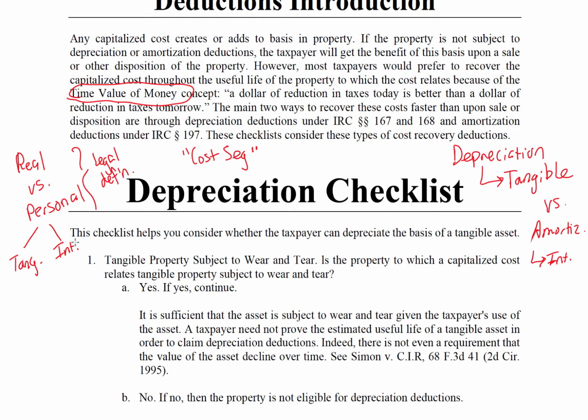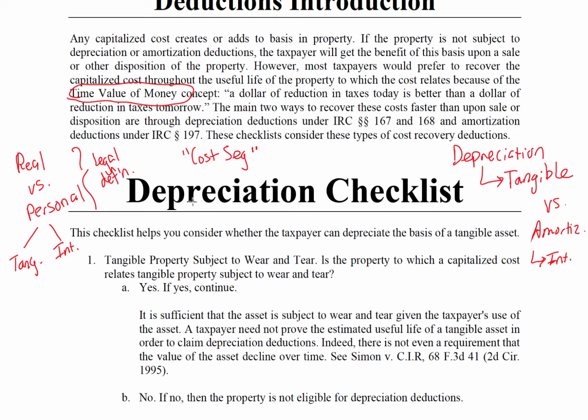All right, so let's go into depreciation. We're going to talk about amortization later on. That's the last topic we're going to discuss. But let's first talk about depreciation. This checklist is going to help you determine whether the taxpayer can depreciate the basis of a tangible asset. The first question to ask is, is the property tangible property? Because we're looking here at depreciation for tangible property.